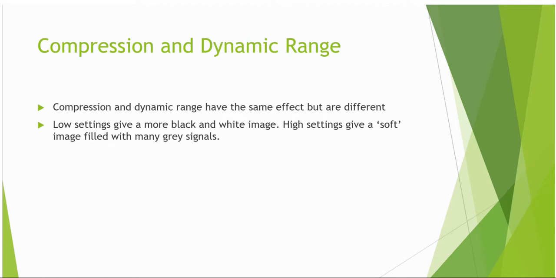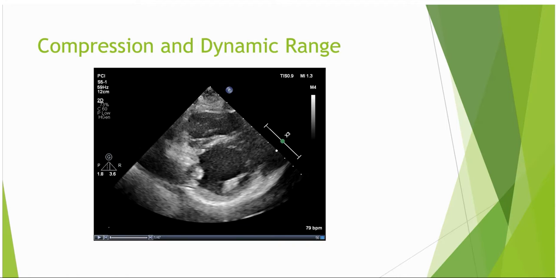Compression applies a process of decreasing the differences between the smallest and largest echo voltage amplitudes. So the effect on screen of dynamic range and compression, as discussed, is similar. How the machines go about applying these functions is slightly different, however.